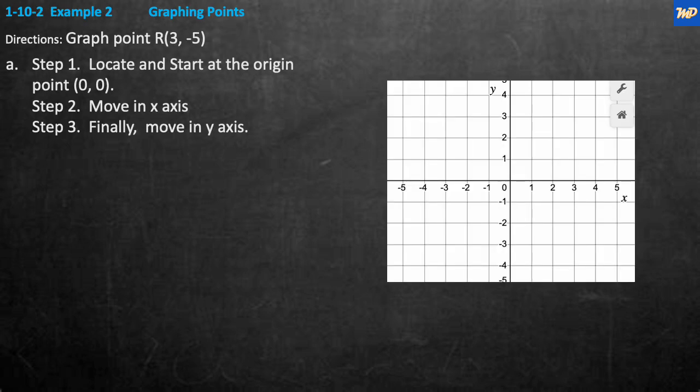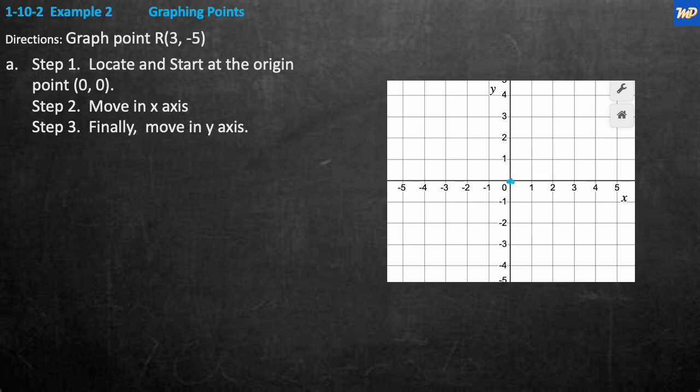Example 2, graphing points. It's telling us to graph point R, which is 3, -5. So they want us to go find it on the coordinate plane. The first step is to locate and start at the origin, the point 0, 0. So where's the origin? The 0, 0 point is right here. This is the origin, where the two lines cross. And you see it's 0 for y and 0 for x. And then it's step 2.